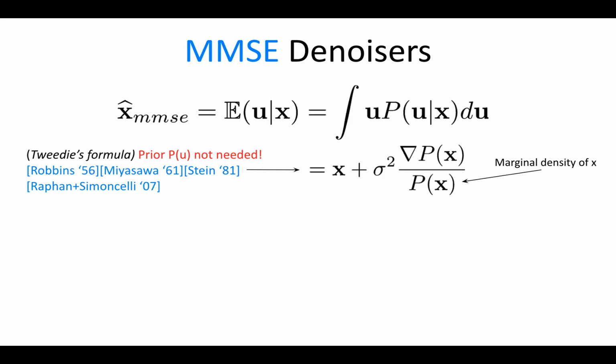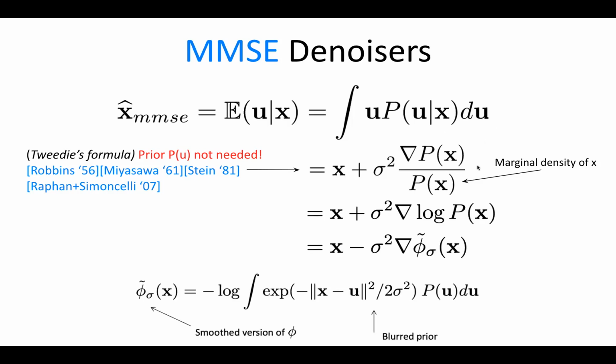Now, if you just carry through with this, you can write this right-hand side as X plus sigma squared times the gradient of the log of P of X. And you can again rewrite this as X minus sigma squared times the gradient of, again, phi sigma tilde of X. I put a tilde here because this is, again, a smooth version of phi, but it's yet a different smooth version. This time it is a blurred prior. It's the negative log of the blurred prior. So the reason I'm going to all these lengths is to show you that these estimates, despite the fact that they're very different, actually have a very similar form.